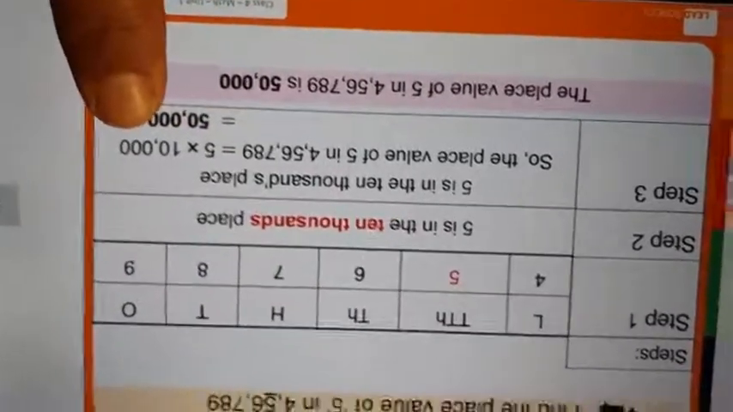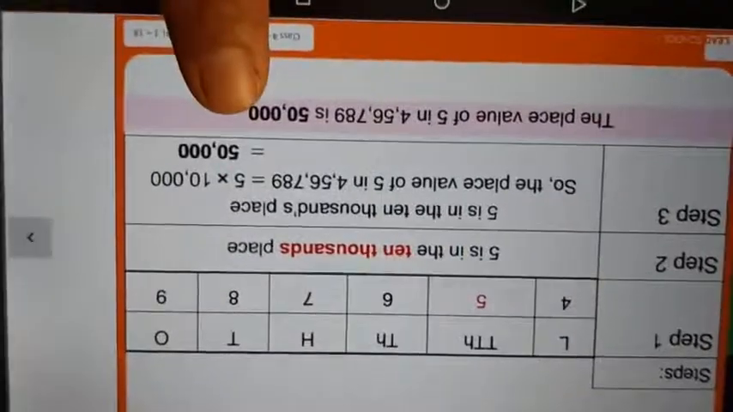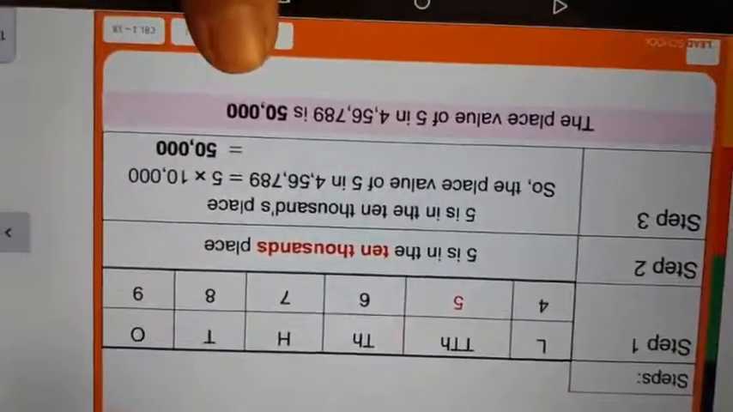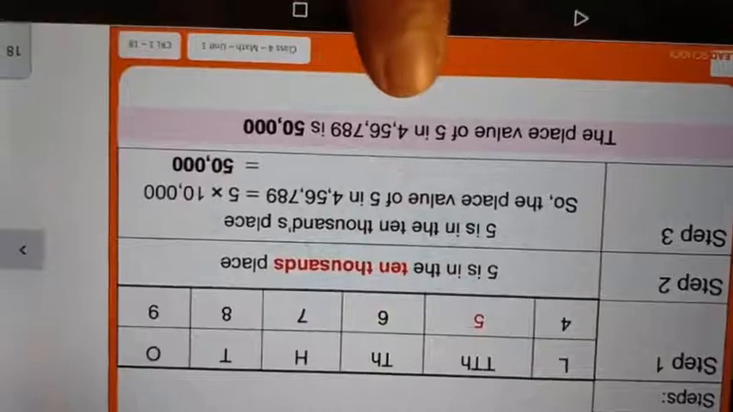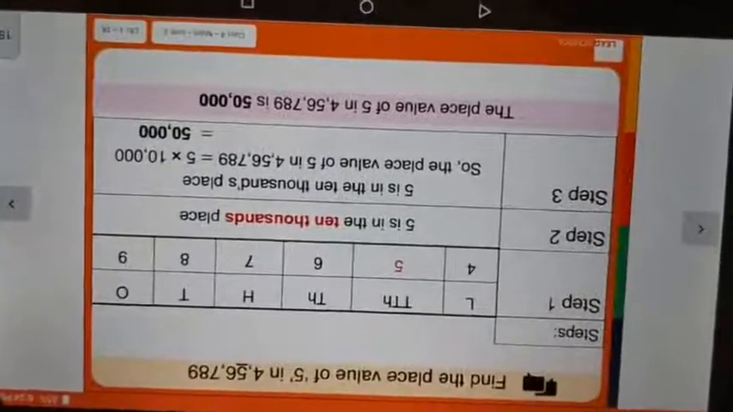5 into 10,000. Why do we put 10,000 here? Because the 5 is in the 10,000 place. So the answer is 50,000. The place value of 5 in 4,56,789 is 50,000. Got it?